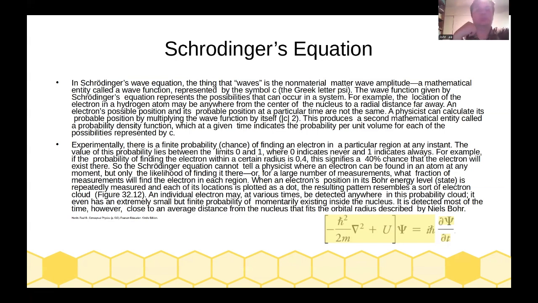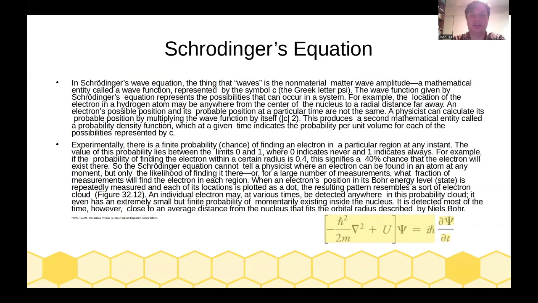Experimentally, there is a finite probability of finding an electron in a particular region at any instant. The value of this probability lies between the limits 0 and 1, where 0 indicates never and 1 indicates always. For example, if the probability of finding an electron within a certain radius is 0.4, this signifies a 40% chance that the electron will exist there. So the Schrödinger equation cannot tell physicists where an electron can be found in an atom at any moment, but only the likelihood of finding it there. Or for a large number of measurements, what fraction of the measurements will find the electron in each region.